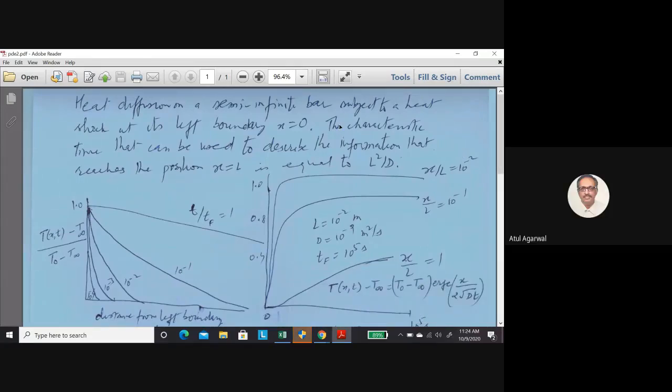We have a case of heat diffusion on a semi-infinite bar. This semi-infinite bar is subjected to a heat shock at its left boundary at x equal to 0. So T infinity means the initial temperature in the bar. T naught is the temperature at the left end, applied at time t equal to 0. So T(x,t) is the temperature at position x and time t. So we have shown the distribution of temperature at a certain distance from the left boundary.